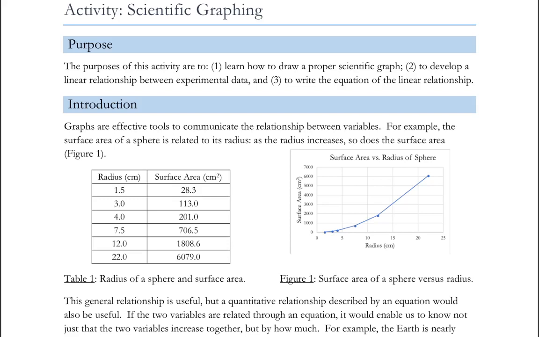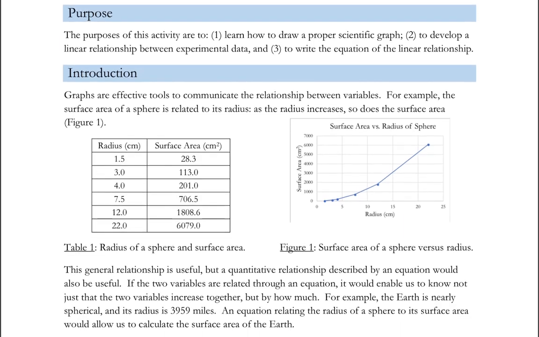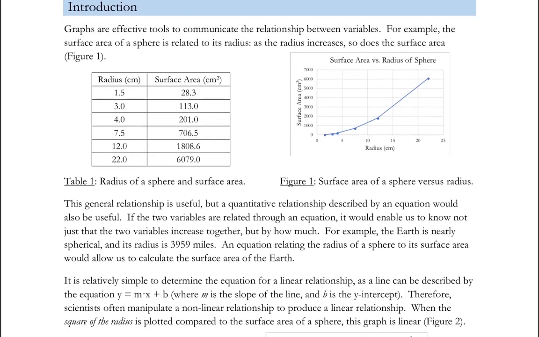For the scientific graphing activity, we are drawing graphs. We are coming up with the linear relationship from the graph, and we're writing the equation for the linear relationship. We have some data here, which is for a sphere. It is radius and the corresponding surface area. So the table shows us the data.